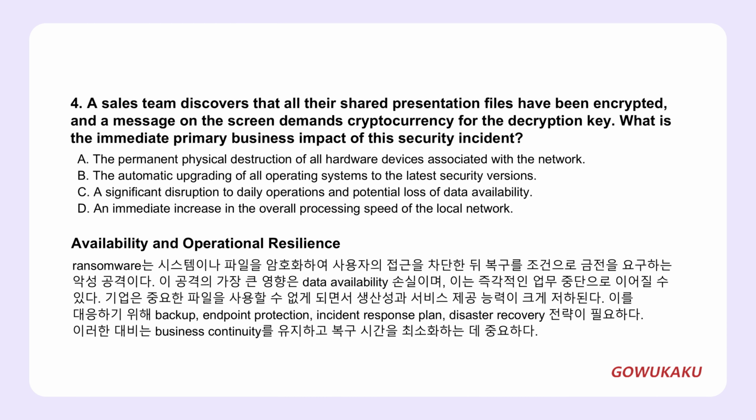A sales team discovers that all their shared presentation files have been encrypted, and a message on the screen demands cryptocurrency for the decryption key. What is the immediate primary business impact of this security incident? The correct answer is C. The immediate impact is the loss of data availability.